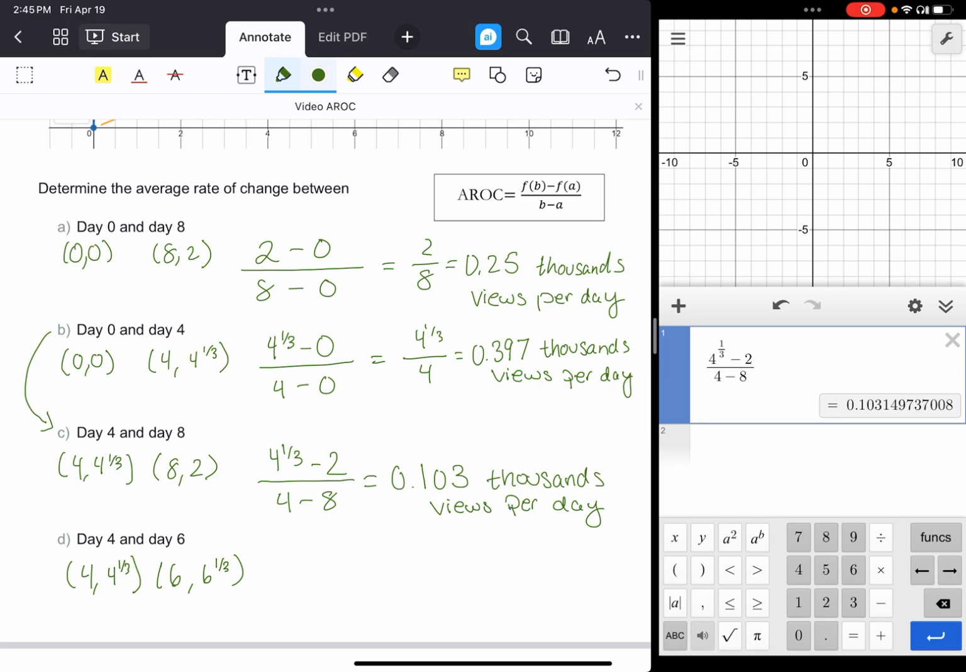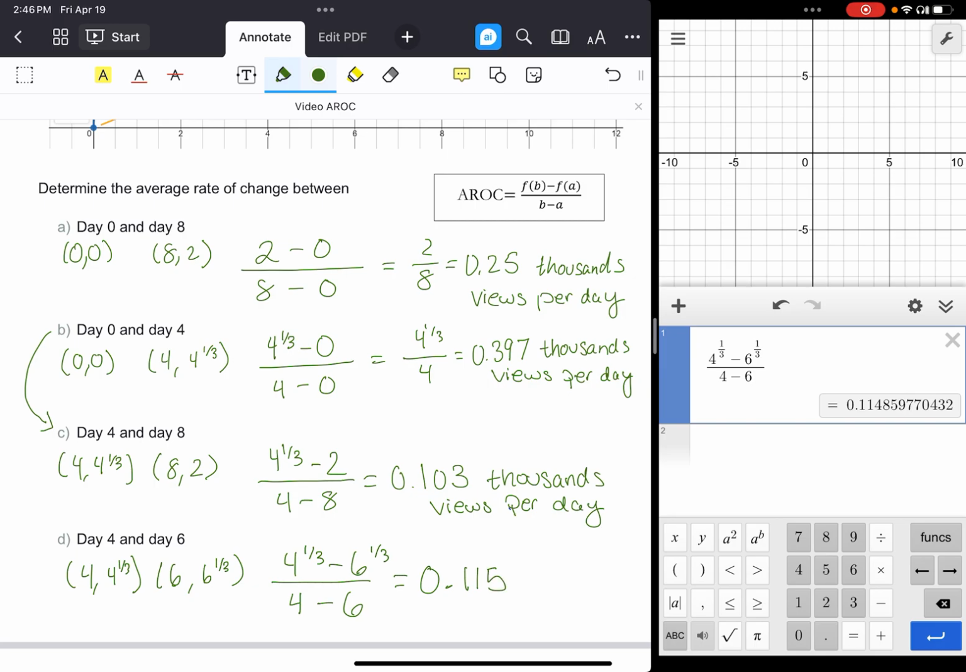I would bet that the output here would be a little bigger than the output I got from 4 to 8, but smaller than 3.397. Sorry, I'm having issues talking today. Okay, and then I plug that in and notice, yes, it's slightly bigger than the slope we had before, but smaller than the one between 0 and 4.